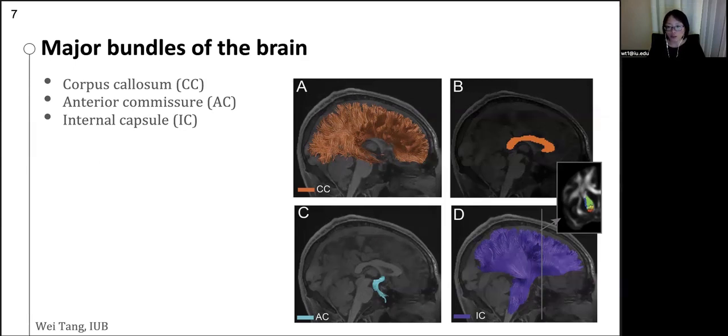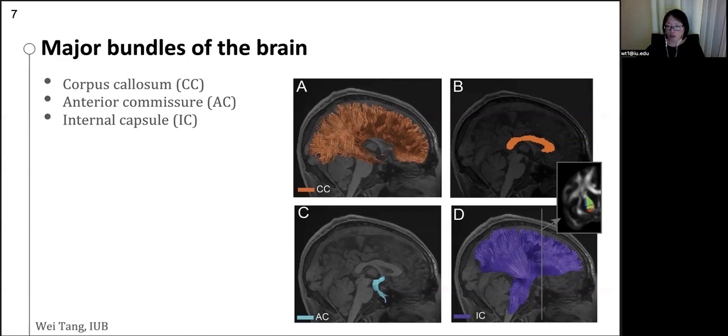Damage to the corpus callosum can cause disconnection syndrome, which involves a lack of interhemispheric transfer of sensory information and difficulties with the performance of bilaterally coordinated motor tasks.